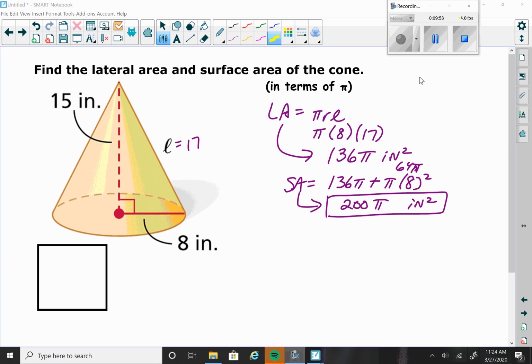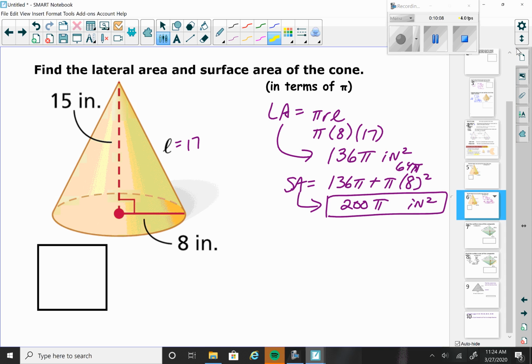So for my answer, I got a lateral area of 136 pi. And then for the total surface area, I have 200 pi. Again, hopefully you got a slant height of 17. So as far as cones go, this one's pretty easy, pretty straightforward, pretty basic.